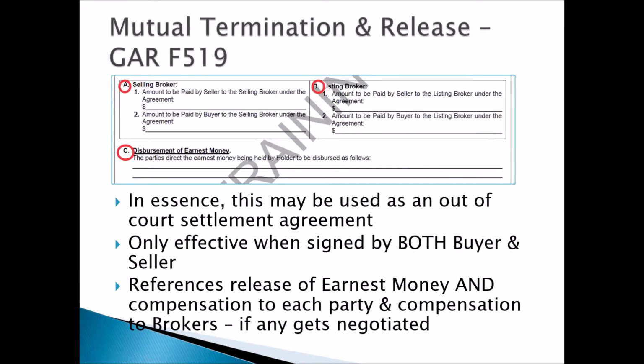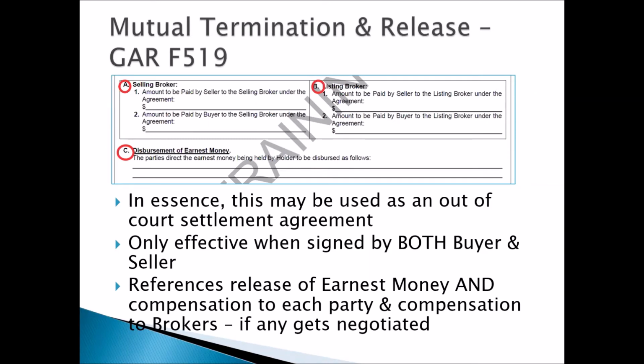Now, there's another form that a buyer and the seller can use to terminate a purchase and sale agreement, and that is the mutual termination and release, and that's GAR form F519. In this situation, you do need both buyer and seller signatures to terminate the contract. But also, in essence, this form is used as an out-of-court settlement agreement if somebody needs to terminate, but basically they're in default of the contract. You could use this if there are still contingencies intact and you want to terminate it. But a lot of times this form is used if the contingencies have expired, but one of the parties needs to terminate for whatever reason. Then this would be the form that you would want to use rather than the unilateral.